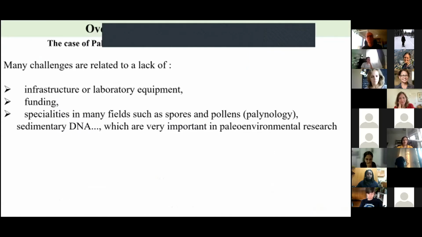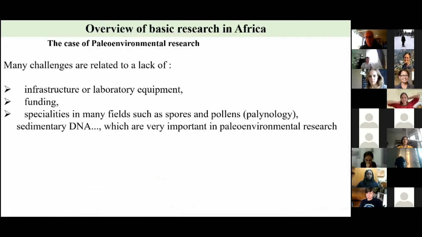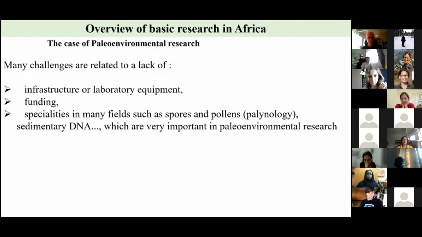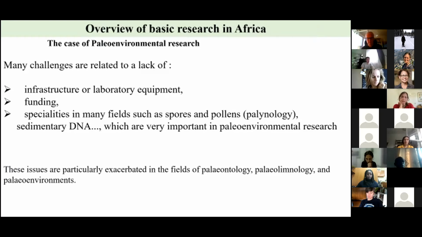An overview of basic research in Africa. The case of low environmental research. Many challenges are related to a lack of infrastructure or laboratory equipment found especially in many fields such as pollen, sedimentary DNA, which are very important in low environmental research. These issues are particularly exacerbated in the field of paleontology, paleolimnology, and paleoenvironment.